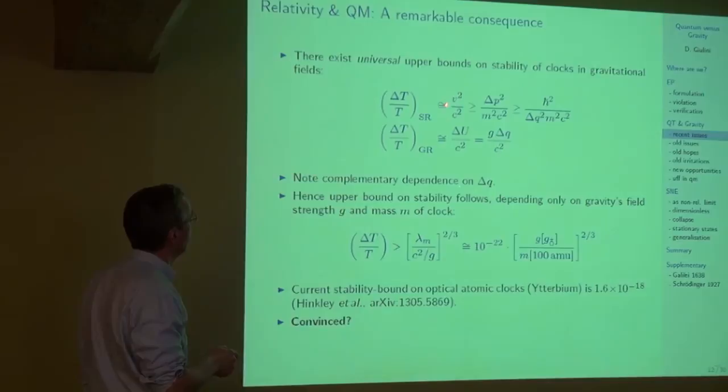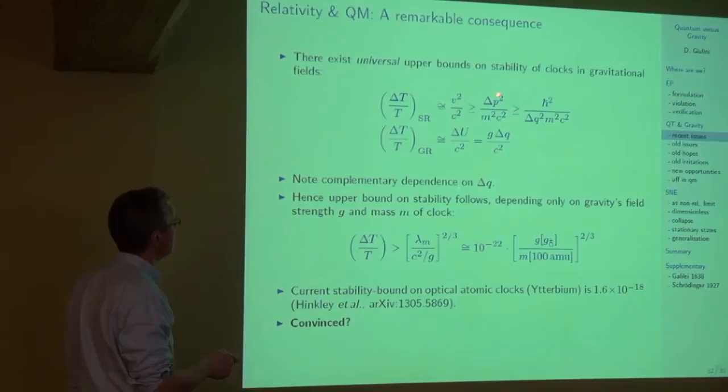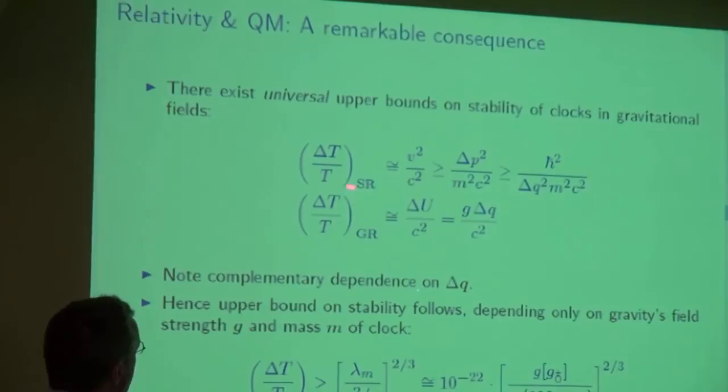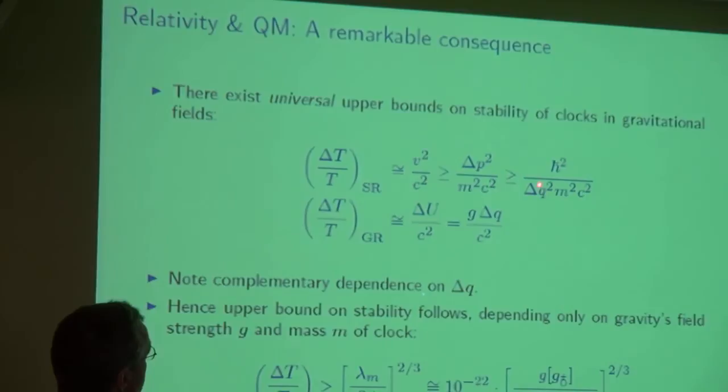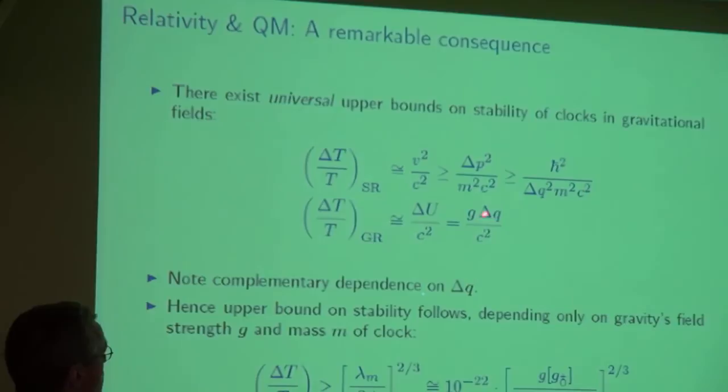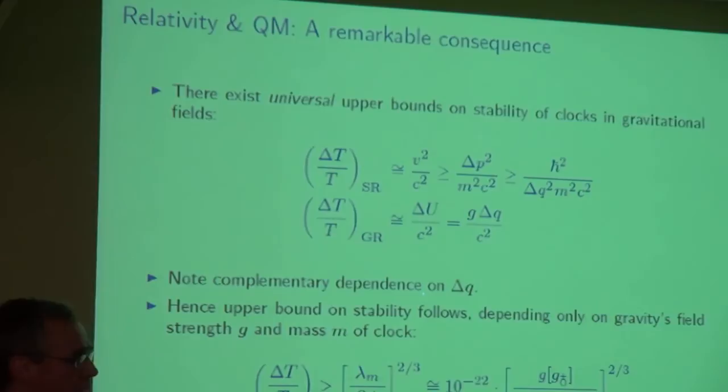The velocity is certainly larger than the uncertainty in the velocity. The uncertainty in the velocity is delta p over m. And according to the uncertainty relation, delta p squared is larger than 1 over delta q squared. So the uncertainty, according to special relativity and quantum mechanics, goes as 1 over delta q squared. Now, the uncertainty according to general relativity is delta U over c squared, and delta U is proportional to delta q, the height. So that goes proportional to delta q, while this is inversely quadratically proportional to delta q. Now, if you add them up quadratically, say, and you minimize them, you get a minimum.